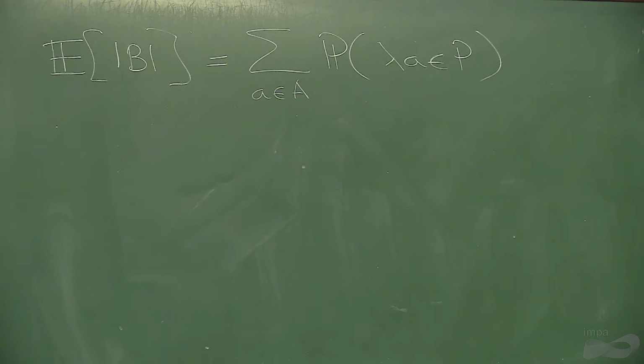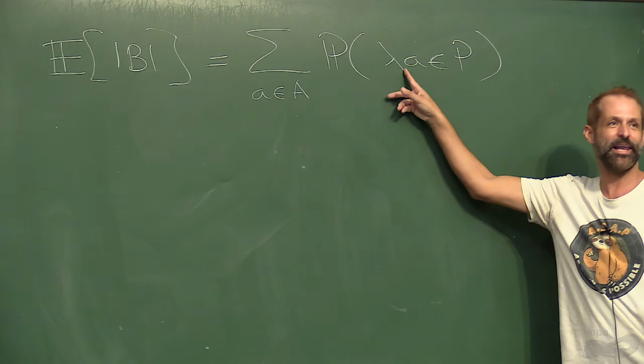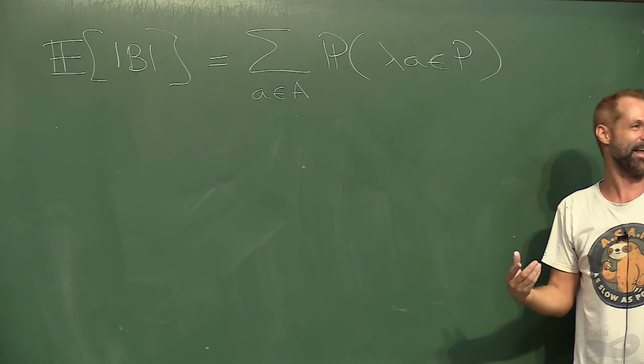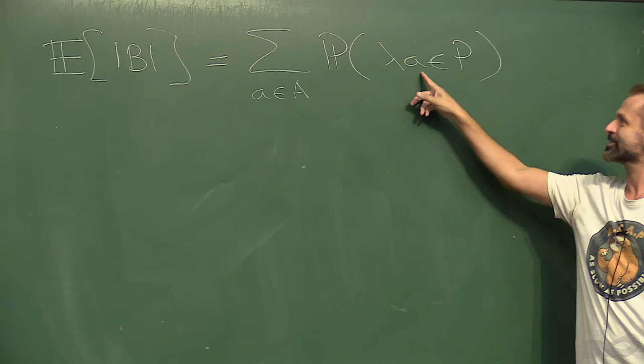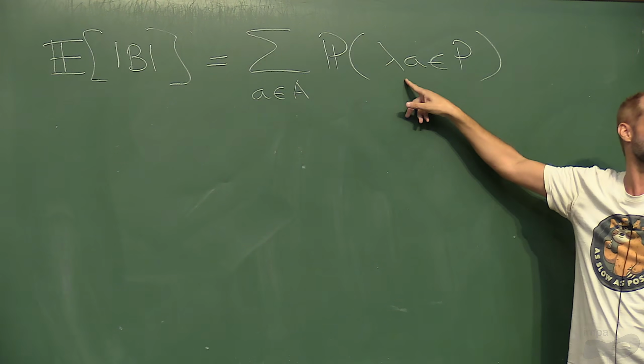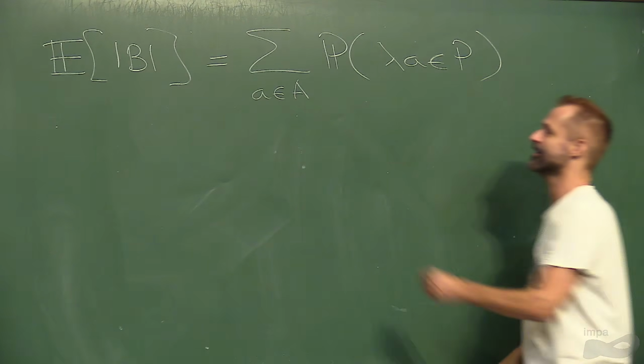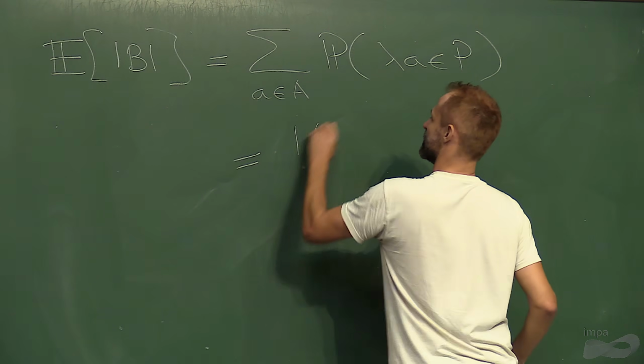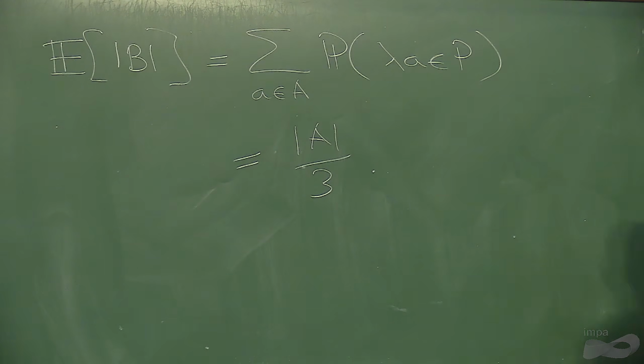Yes, 1/3. Multiplying by lambda just permutes the elements of Zn, because n is prime. So exactly 1/3 of the lambdas take a into P. So this equals |A| over 3. If the expectation is |A| over 3, there must exist a choice of lambda where it's at least |A| over 3.